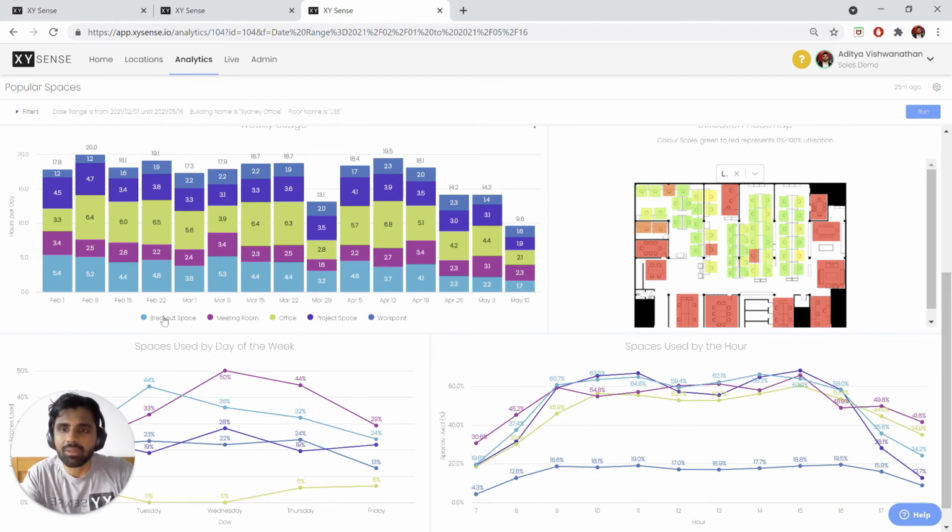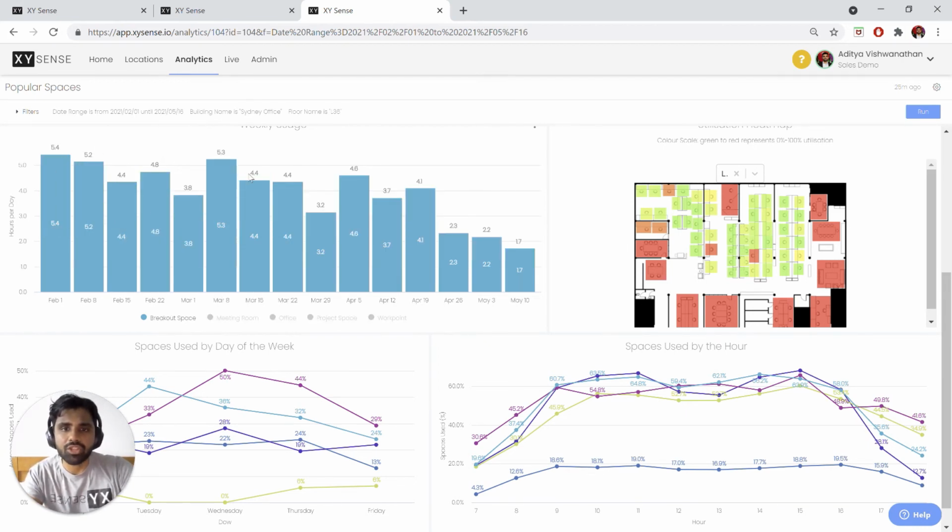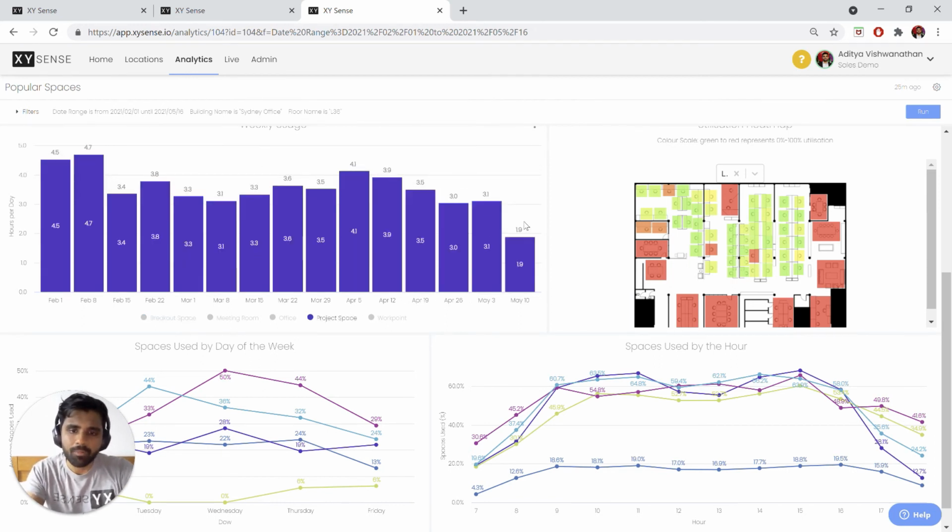So if I take a look at the breakout spaces, there's a clear trend line down and to the right, similarly with project spaces as well. So it's clear that specific areas within 36 are perhaps the problem within this office, and people are using these spaces less and less. So it might be an opportunity and the next step to liaise with local facility and space managers to understand why that might be the case in the Sydney office.